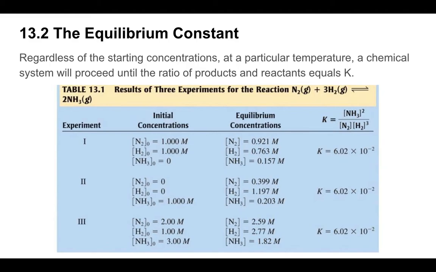And you could even start with some nitrogen, some hydrogen, and some ammonia. Let it shift to reach equilibrium and you find your K is still 6.02 times 10 to the minus 2. So defining an equilibrium condition does not mean you define a specific amount of product and reactant. It means that your products and reactants have a certain ratio.